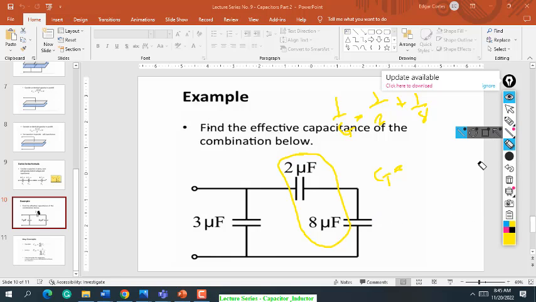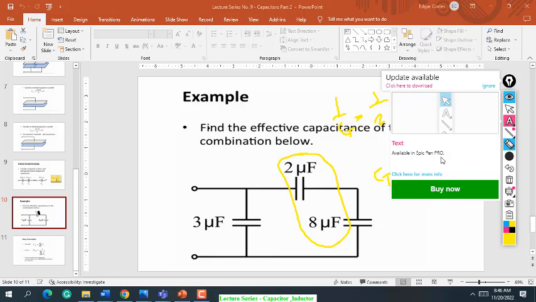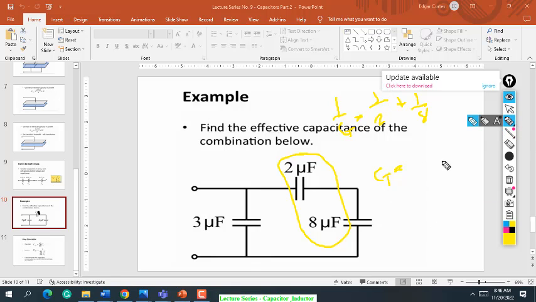You really forgot, right? C1, sorry, C1 times C2 over C1 plus C2. You forgot, right? So this is the formula, right? Anyone remember?